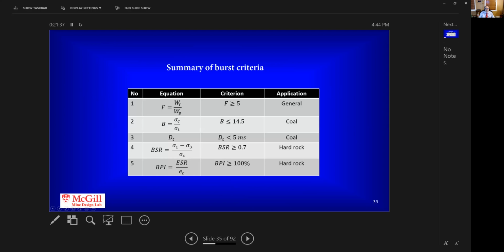Okay, so in summary, we have 5 criteria, and essentially 1, 4, and 5 are the most suitable for hard rock.